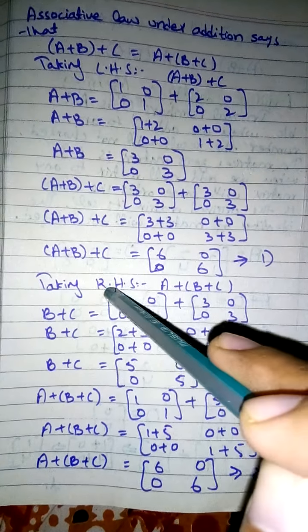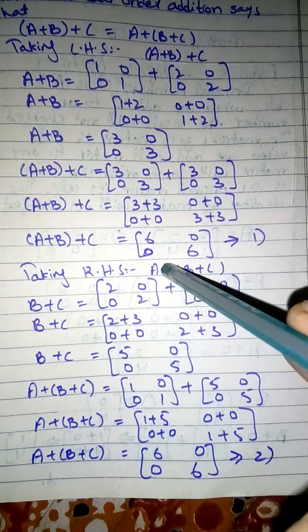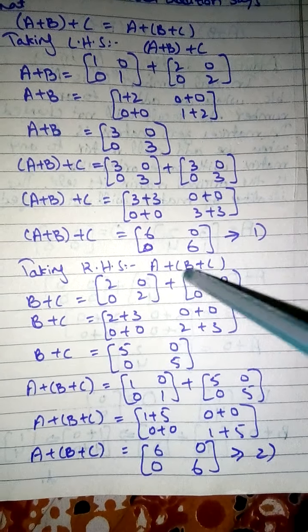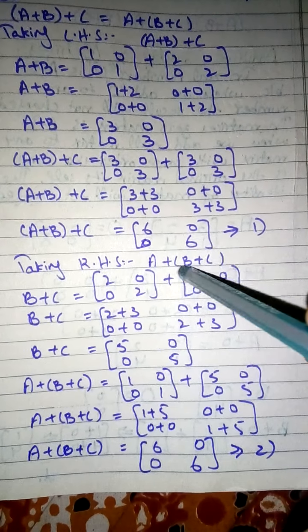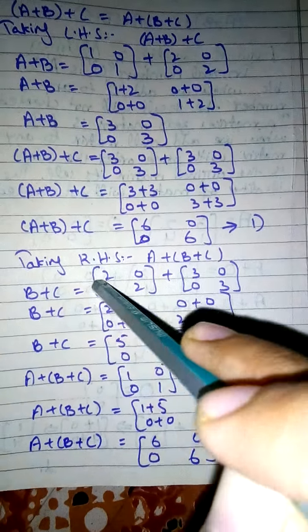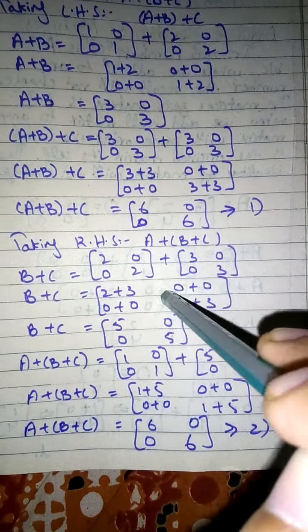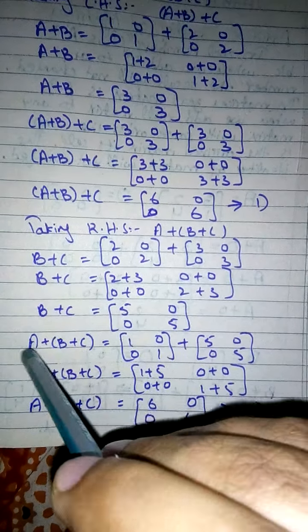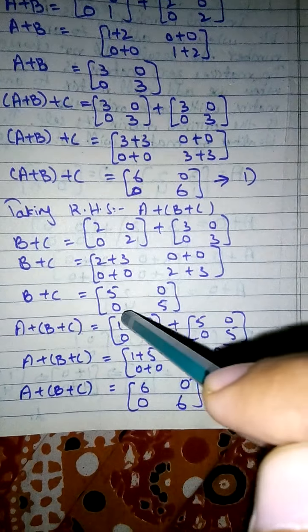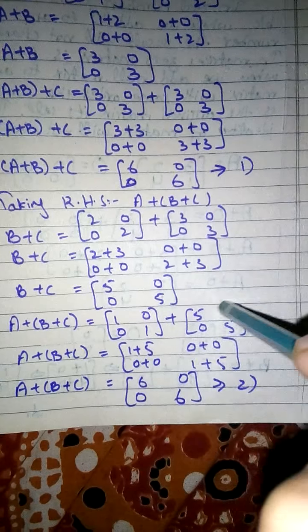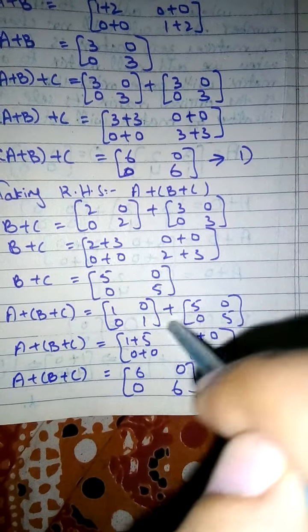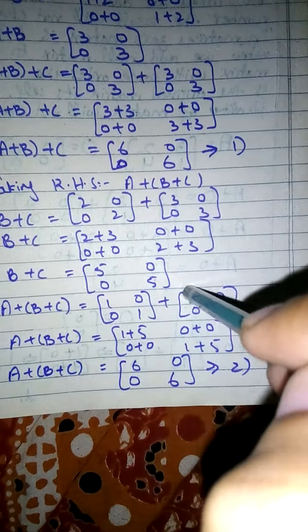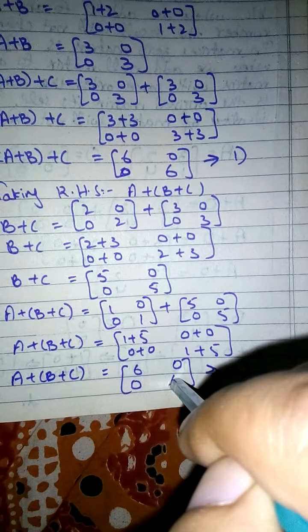Then we will take the right hand side. The right hand side is A + (B + C). First of all, we will find the sum of the last two matrices. We will add corresponding elements again, and the sum is 5 0 0 5. Then we will add the first matrix to the sum, 1 0 0 1 plus 5 0 0 5. The corresponding elements will be added and the solution is 6 0 0 6.